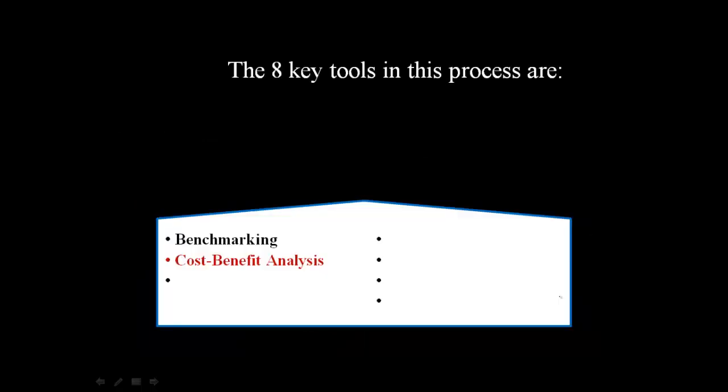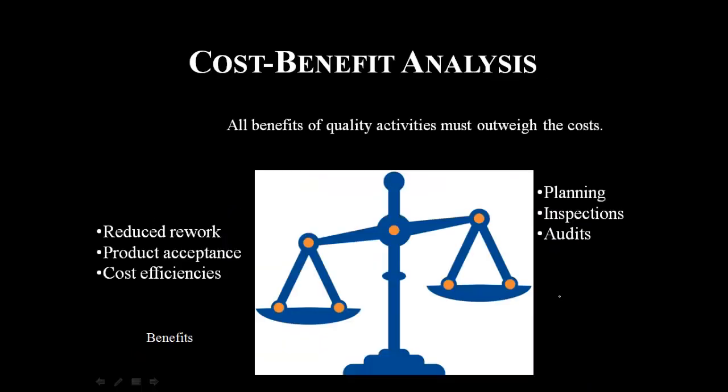Next, we have the cost benefit analysis, and I think you remember what cost benefit analysis is. All benefits of quality activities must outweigh the cost. If you remember, in the introduction video I discussed the cost benefit analysis portion. We want to make sure that the benefit is always higher than the cost. So what are the benefits? It would reduce rework, the product would be accepted, and cost efficiencies would be great. And how do we do it? Planning, inspection, audits, all these things are used.